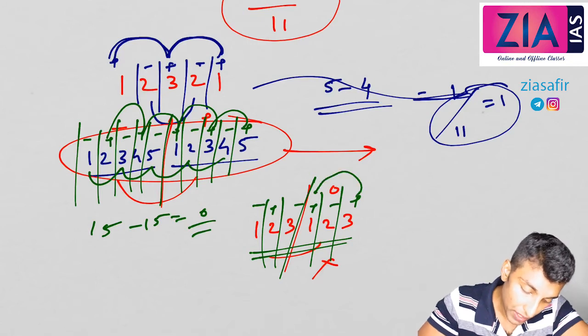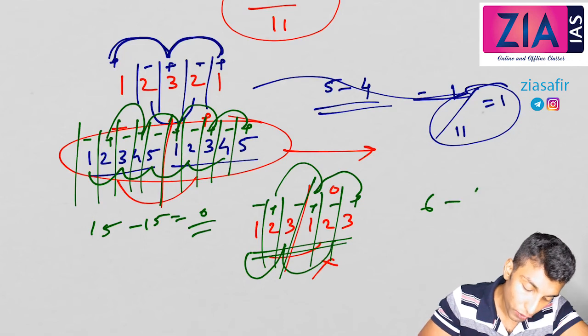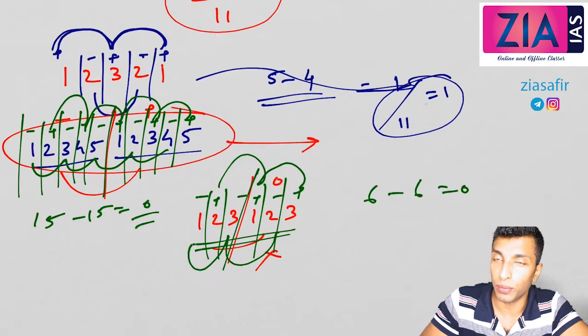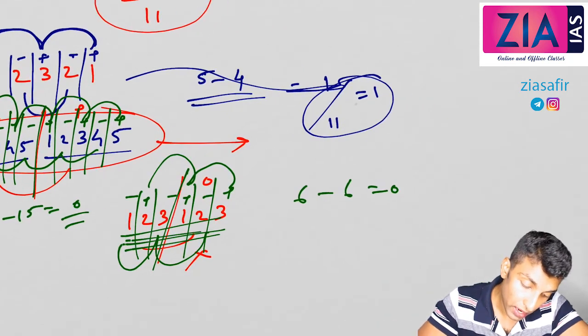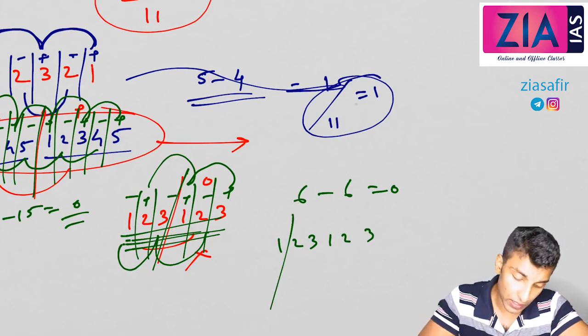How many plus? 3 plus 1, 4, 4 plus 2, 6. Here also 1 plus 3, 4, 4 plus 2, 6. So you're getting 0. So the remainder is 0. Okay, or this also you can divide with 5. 1, 2, 3, 1, 2, 3. You can make a division of 5 just like this.